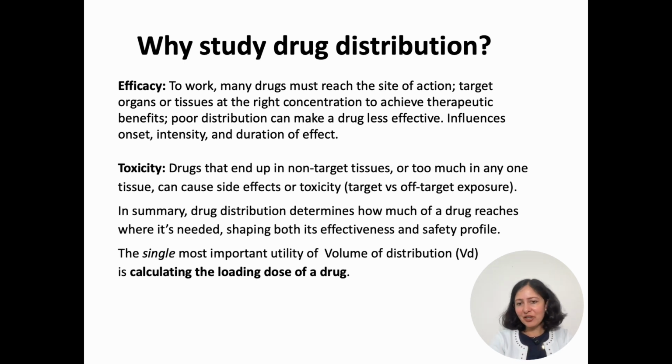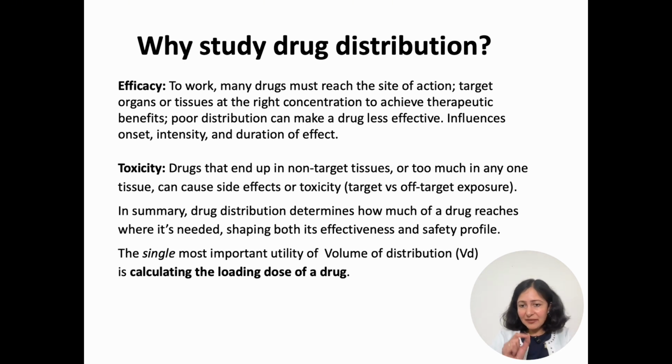Why should we study drug distribution? To be effective, many drugs must reach the site of action, which can be the target organ or tissues, at the right concentration. For example, if the site of action is the liver, the drug needs to reach the liver. If the site of action is the brain or spinal cord, the drug needs to be in these areas. If the site of action is a cancer cell, the drug needs to be in the tumor microenvironment.